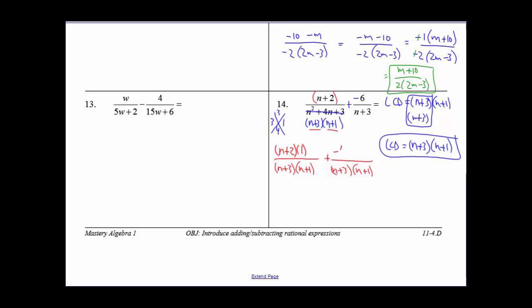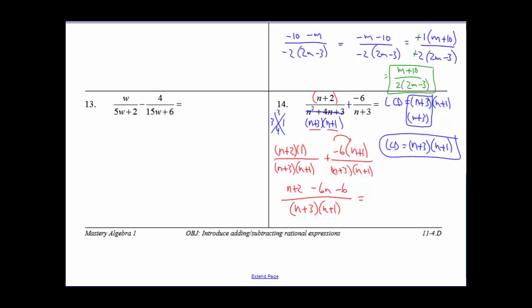And to the right-hand side, negative 6. We have n plus 3, so we're missing the n plus 1. So we have to multiply n plus 1. If we combine like terms, multiply and simplify, 1 times n plus 2 gives us n plus 2. And then if we distribute the negative 6, we're going to get minus 6n minus 6 all over n plus 3 times n plus 1.